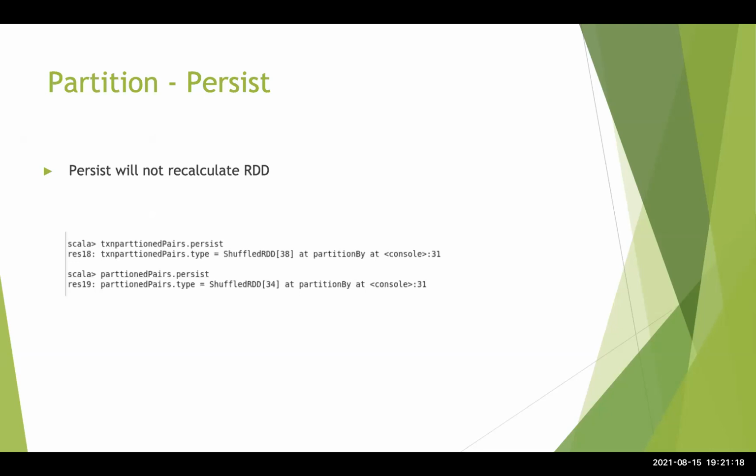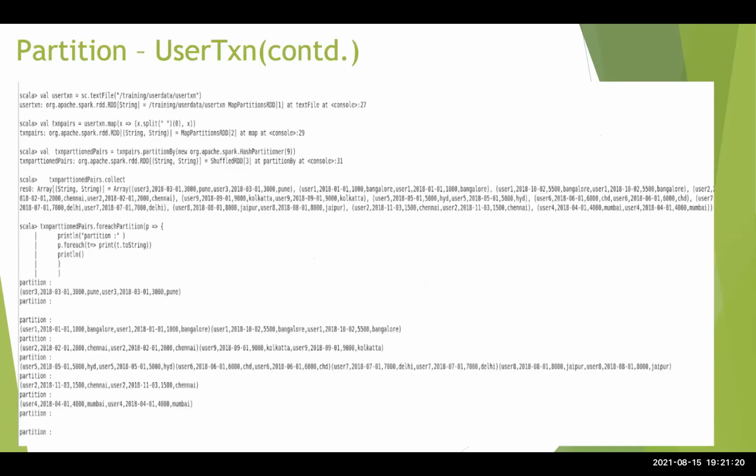Why are we saying print t.toString? Because here T is a string. If it were an object, I would have said toString. You can just print T also, it doesn't matter. T.toString and T are the same.